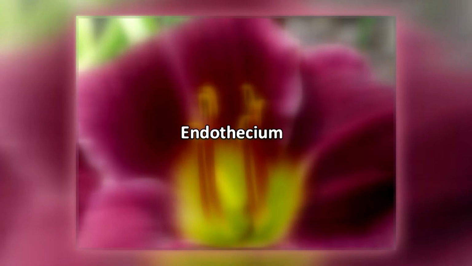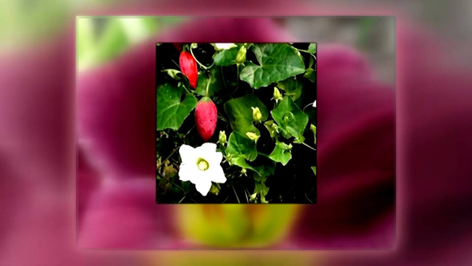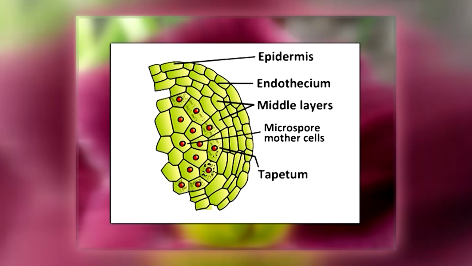Number 2, endothecium. This is the second or subepidermal layer of the anther wall. Mostly there is a single layer of endothecium, but sometimes, as in Coccinea indica, it is two-layered. The endothecium originates from the parietal layer and is present in the protuberant part of the anther.